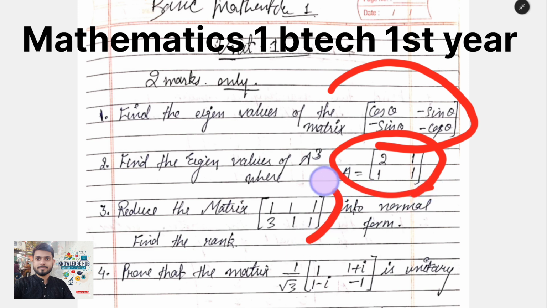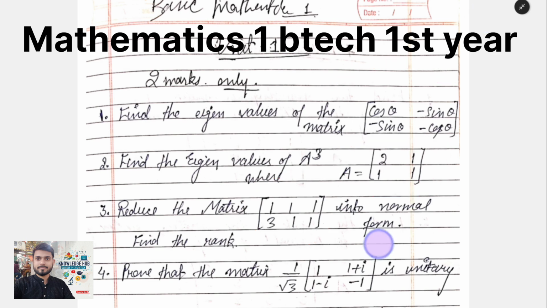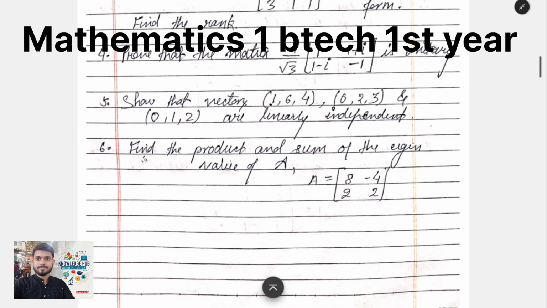Reduce this matrix into its normal form and also find its rank. Now the fourth question is prove that the matrix 1 upon root 3 with entries 1 plus i and 1 minus i is unitary. Now the fifth question is show that the vectors this, this and this are linearly independent.